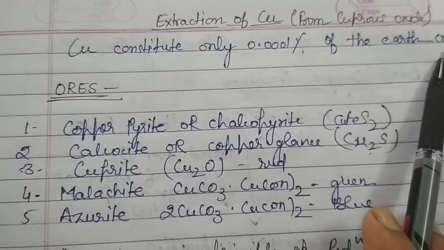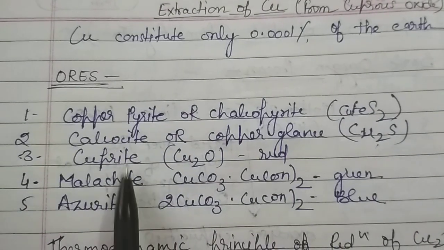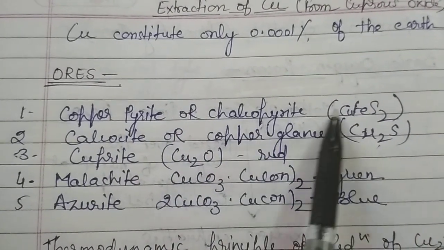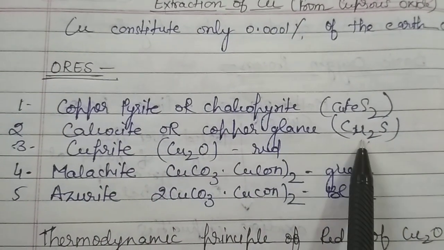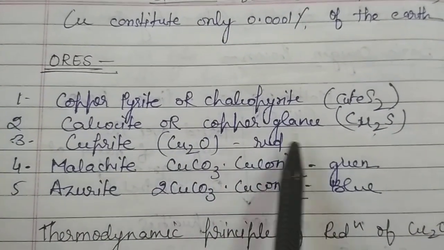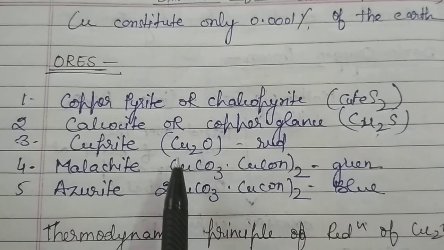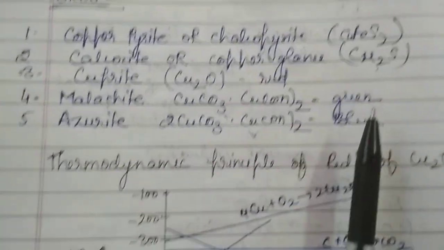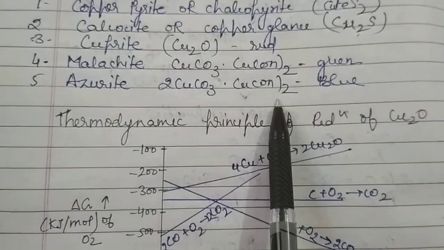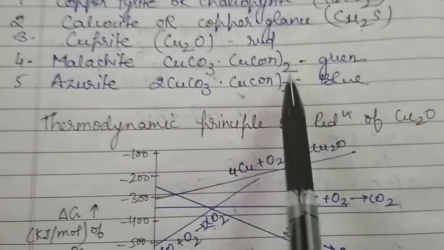In the combined form, the more common ores are copper pyrite or chalcopyrite, the formula is CuFeS2; chalcocite or copper glance, Cu2S; cuprite, red in color, Cu2O; malachite, CuCO3.Cu(OH)2, green in color; and azurite, 2CuCO3.Cu(OH)2, blue in color.